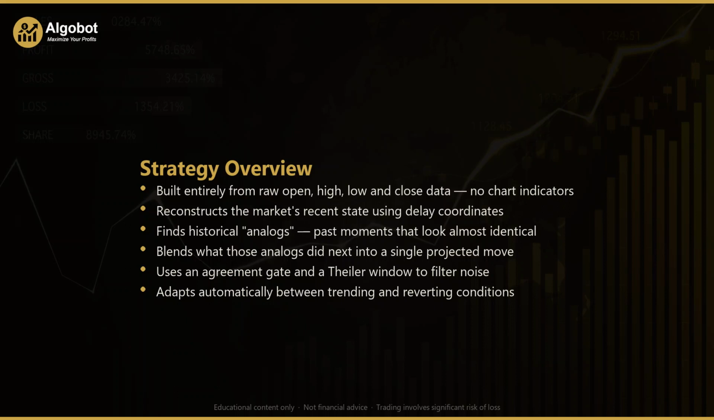Once it knows where the market sits in this reconstructed space, it searches its own history for moments that looked almost identical, what the strategy calls dynamical analogs. For each of those historical lookalikes, it already knows what happened next, because that future has already played out. It blends those known outcomes together, giving more weight to the closest geometric matches, and produces a single number, the projected move over the next several bars.